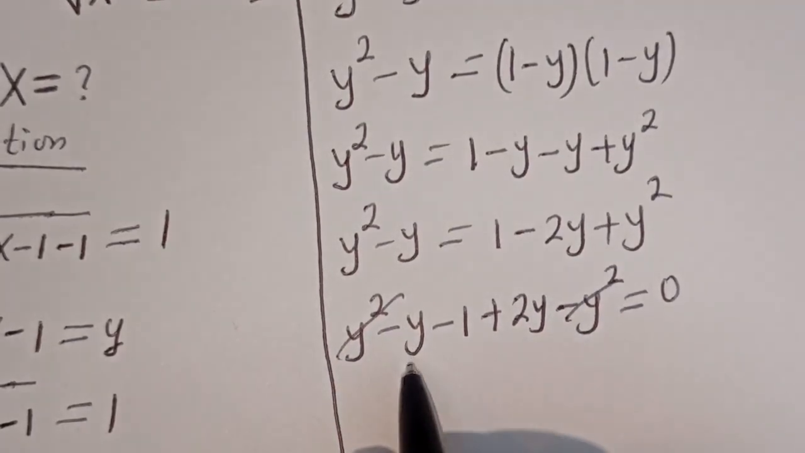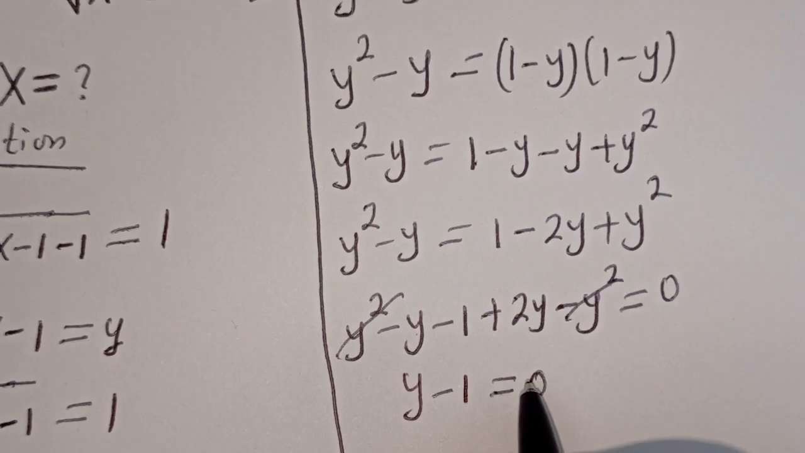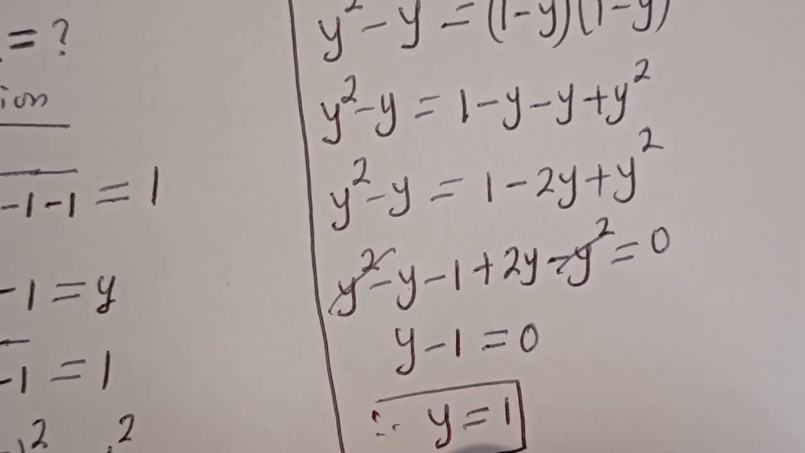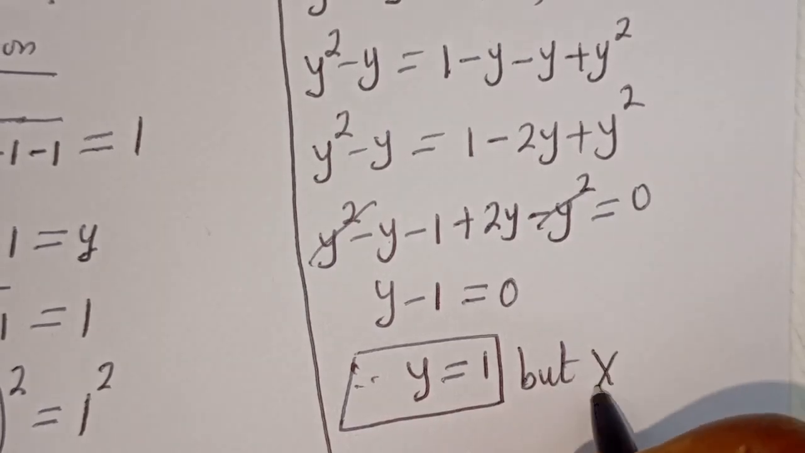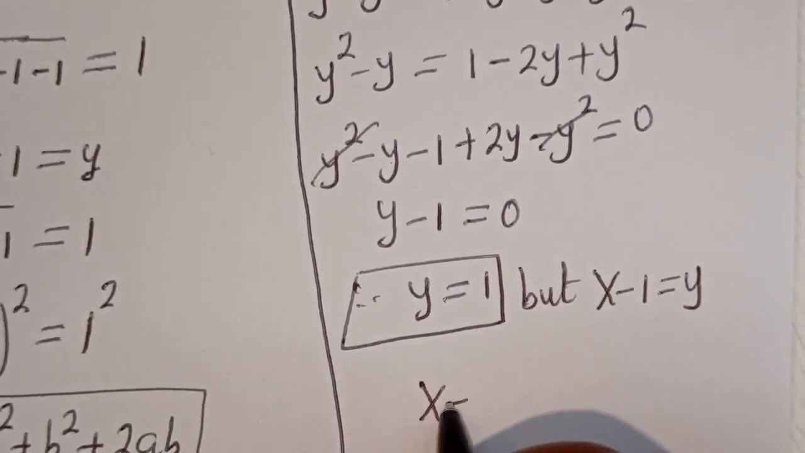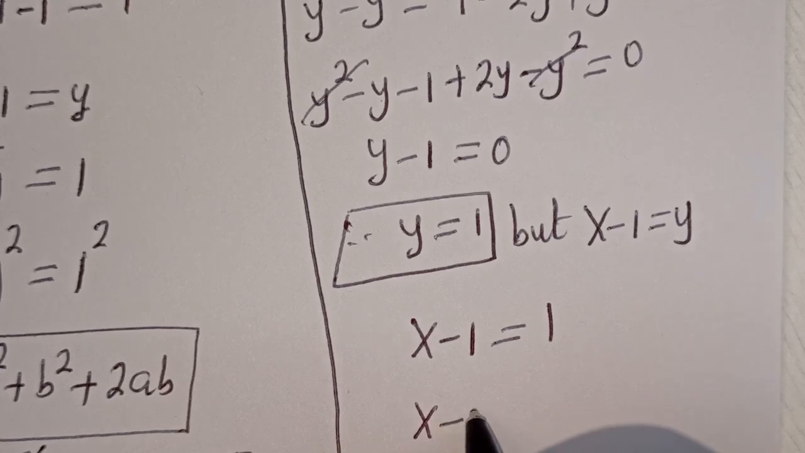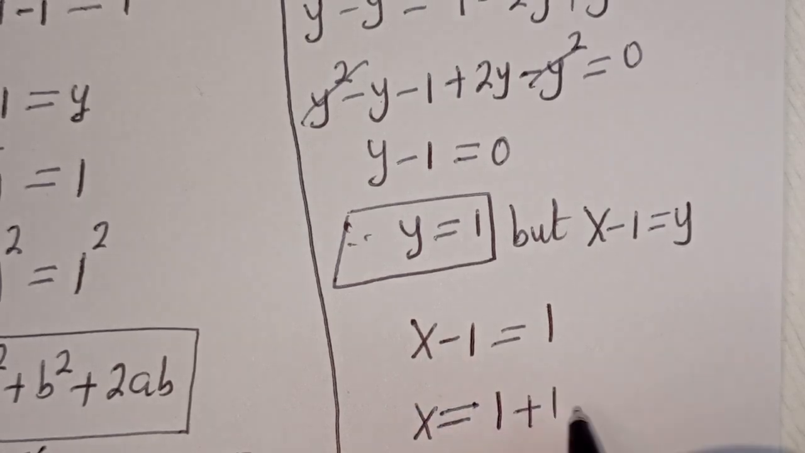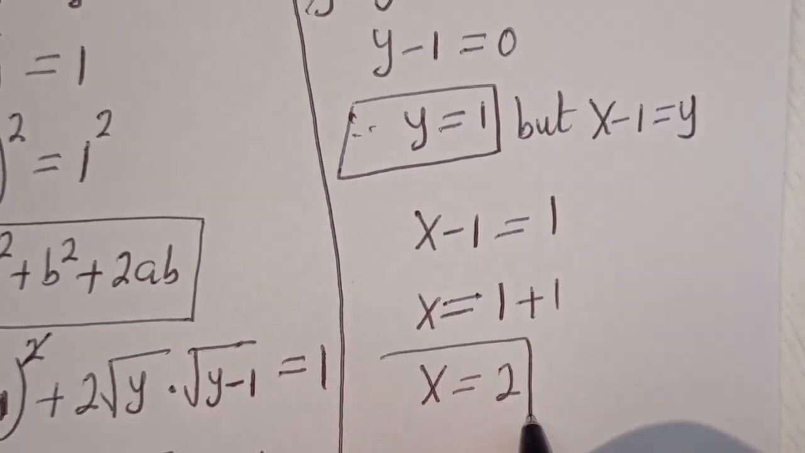Now we have minus y plus 2y. This is y minus 1 is equal to 0. Therefore, y equal to 1. But x minus 1 equal to y. So here we have x minus 1 is equal to y, which is 1, because we are looking for the value of x. Now, x minus 1 is equal to 1. If you take this minus 1 to this side, it becomes plus 1. Then x is equal to 2, and this is the value of x.